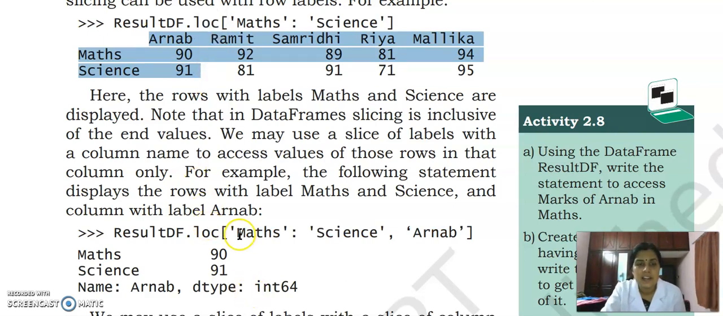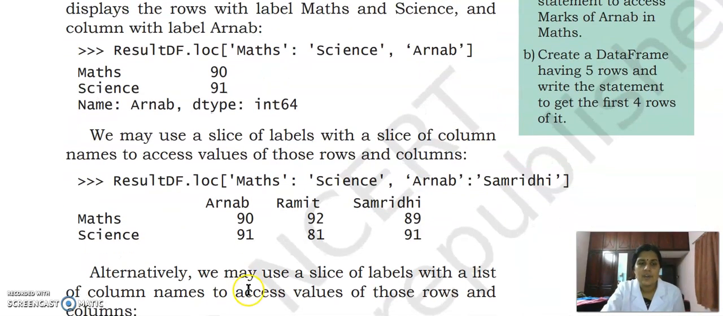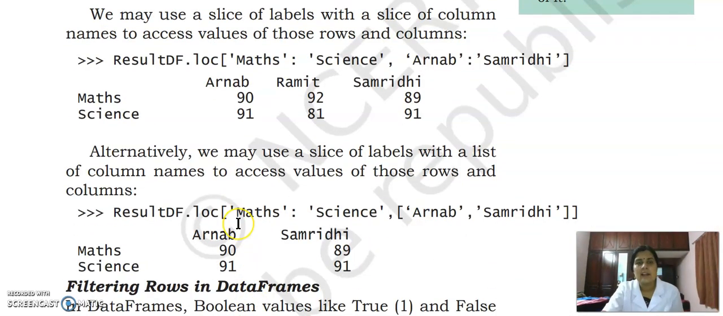So when we are using these values, what will be the output? From maths to science, that means from row maths to science, values are fetched. And this will be the output. Comma Arnab means Arnab's values are fetched. So this is used for slicing. Then we may use a slice of row labels with a slice of column names, both together.